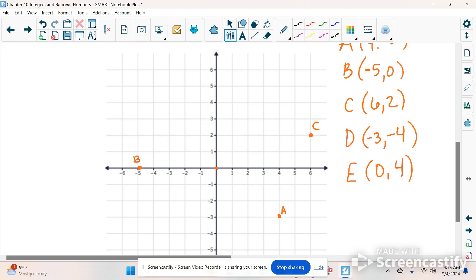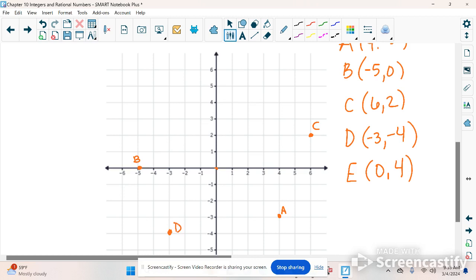It's so easy, but a couple months ago we were struggling. Once you've been shown how to do it, you can do it. The song really does help, whether it's cheesy or not. All right, so I have D, -3, -4. If I start at 0, am I going to go left or right? Left to -3, and then up or down to get to -4? Down to -4. There's D.